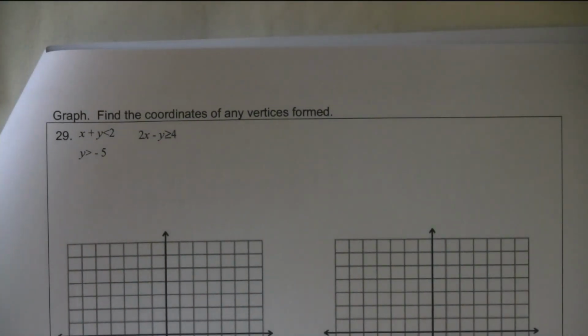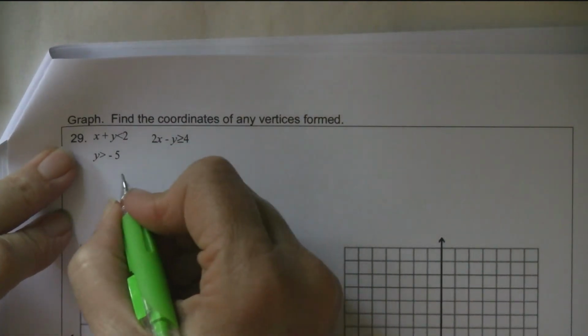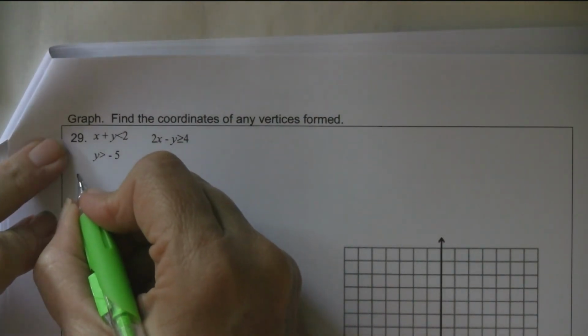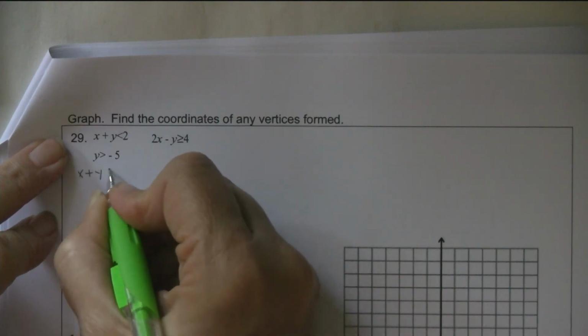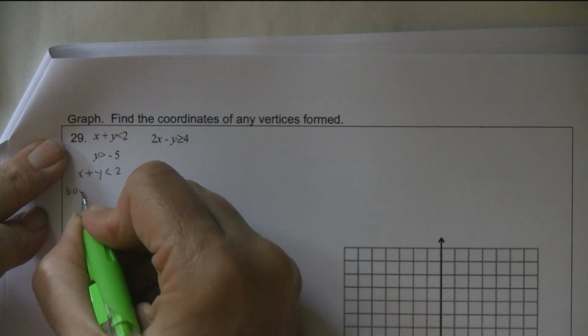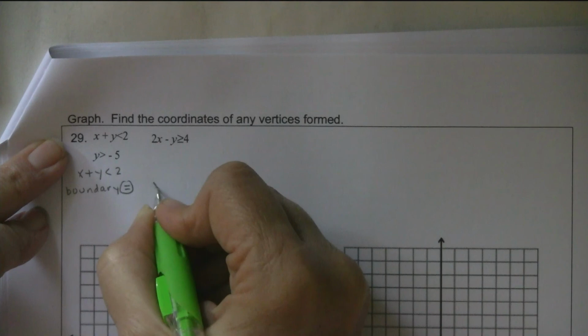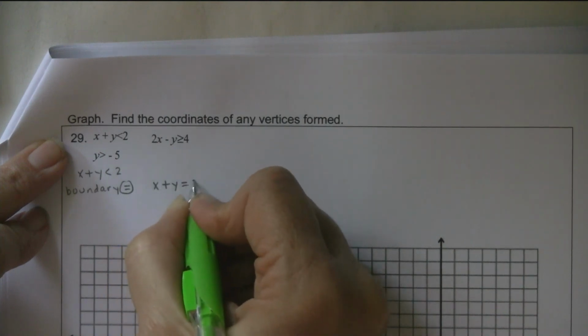Oh my goodness. I think that these were stacked at one time. So we'll graph these one at a time. The first one I'm going to graph is x plus y is less than 2. You start off by graphing the boundary, and the boundary happens at equals. So that's x plus y equals 2.